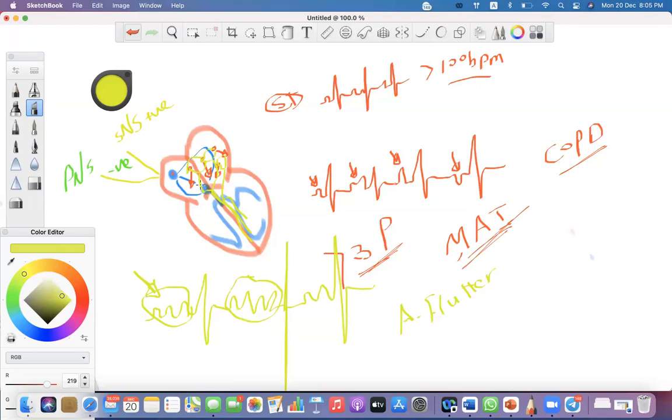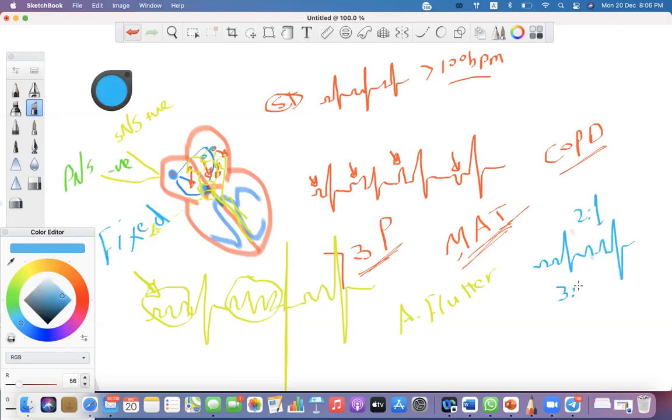Every 3 or 4 beats, one will be conducted to the ventricle, producing contraction. This AV nodal conduction may be fixed. I mean that from each 2 beats of atrial contraction, it conducts 1. So this is called 2 to 1. You'll see a P wave and another P wave, then QRS. You will see a P wave and another P wave, then QRS. This is called 2 to 1 conduction of the atrial flutter, or maybe 3 to 1.